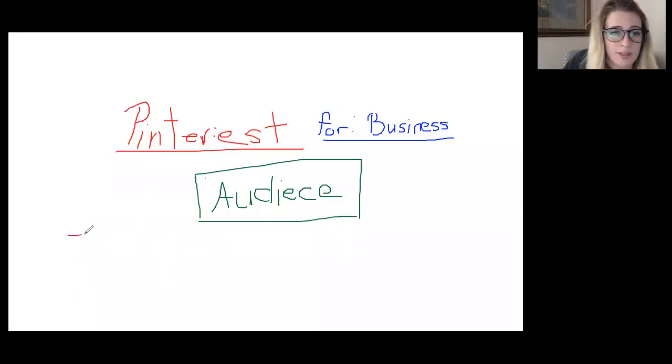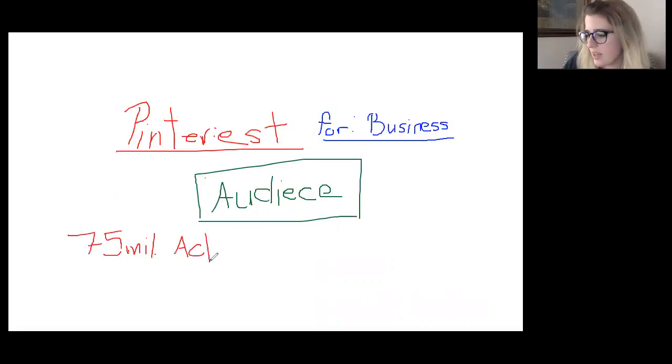So with Pinterest, 75 million active users are located within the United States. So that means there's approximately 200 million active users on Pinterest every single month, or active pinners, I guess they call them. These statistics are coming straight from Pinterest. They were posted January 1st, 2018.